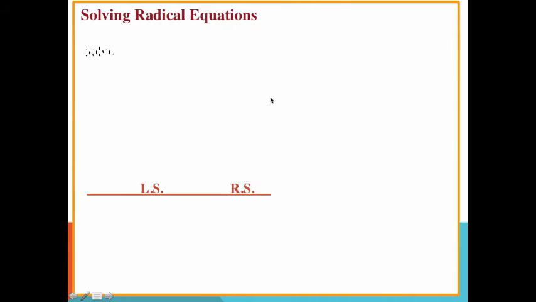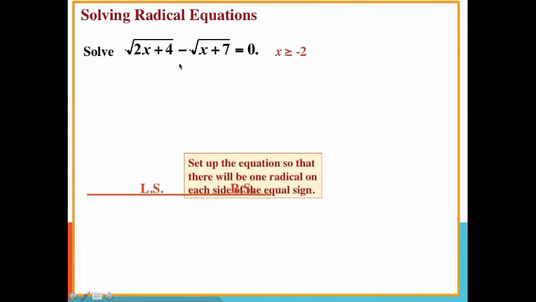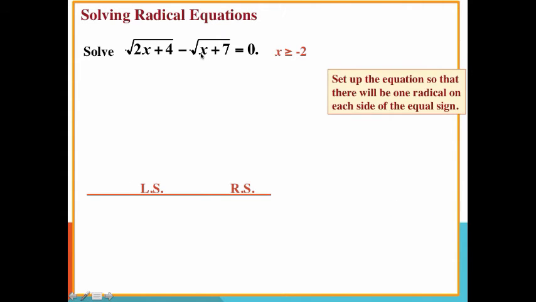Alright, let's go ahead and try one more equation. I want you guys to help me solve this equation. It's a little bit different because it has two square roots this time, two radicals. So in order to do this, I need to separate them on both sides. So I'm going to add the square root of x plus 7 to both sides. And then I'm going to get this equation right here where it says the square root of 2x plus 4 equals the square root of x plus 7.